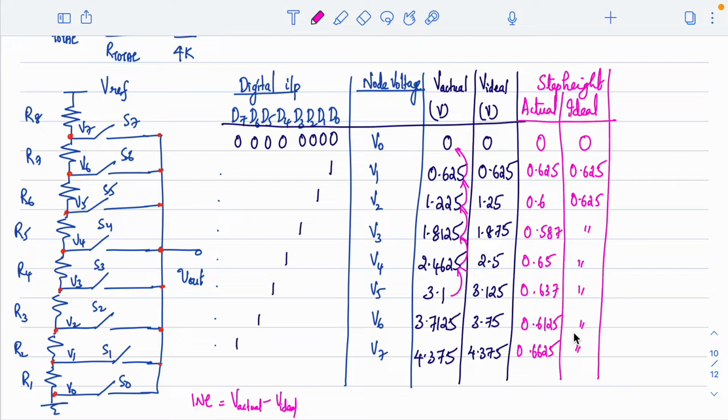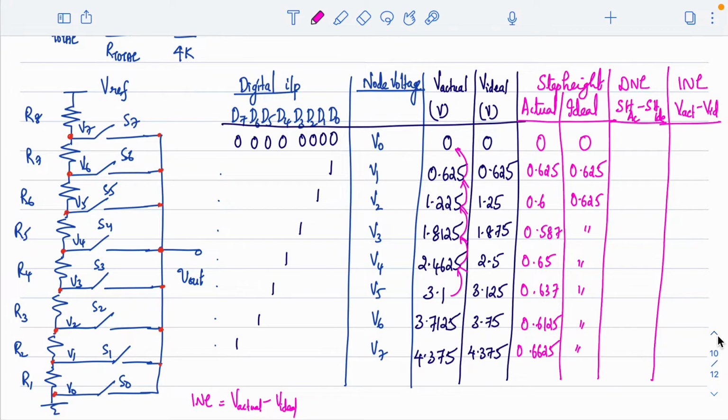Now once this is there, you can directly report the DNL. What is DNL? DNL is the actual step height minus the ideal step height. So this will give you the DNL values. And for INL, we can write the actual voltage minus the ideal. So we'll get the INL and DNL values. You can try this, calculate, and get the answers.